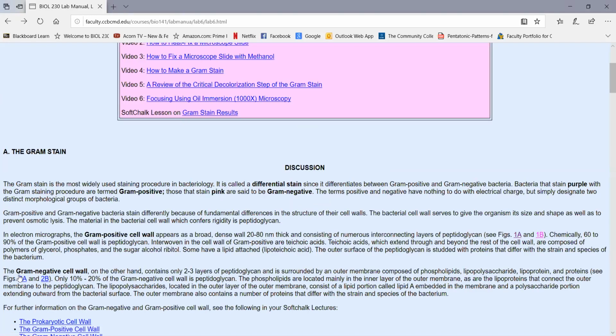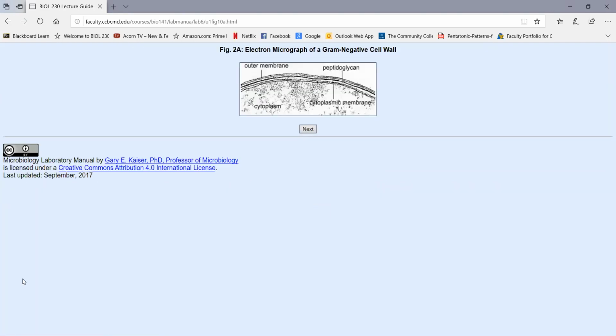Now, on the other hand, the gram-negative cell wall looks multi-layered because it has a thin layer of peptidoglycan that we see here surrounding the cytoplasmic membrane, but then it has another membrane on the outside called the outer membrane. And of course, the space in between the membrane and the wall is a periplasm.